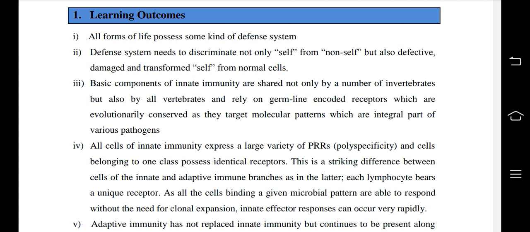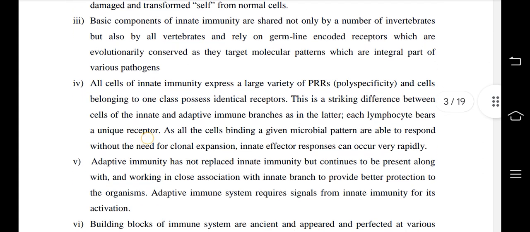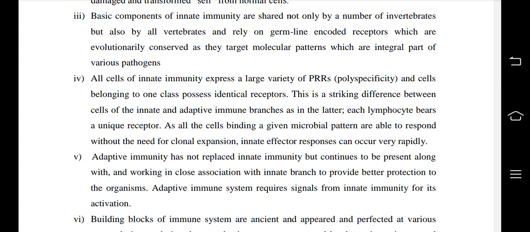pathogens. All cells of innate immunity express a large variety of PRRs or polyspecificity, and cells belonging to one class possess identical receptors. This is a striking difference between cells of the innate and adaptive immune branches, as in the latter, each lymphocyte bears a unique receptor. As all the cells binding a given microbial pattern are able to respond without the need for clonal expansion, innate effector response can occur very rapidly.